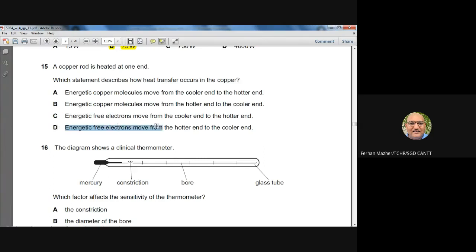So I think D is the right option. That the energetic free electrons move from the hotter end to the cooler end. So I think D is the option. Question number 15, D is the right option, sir.